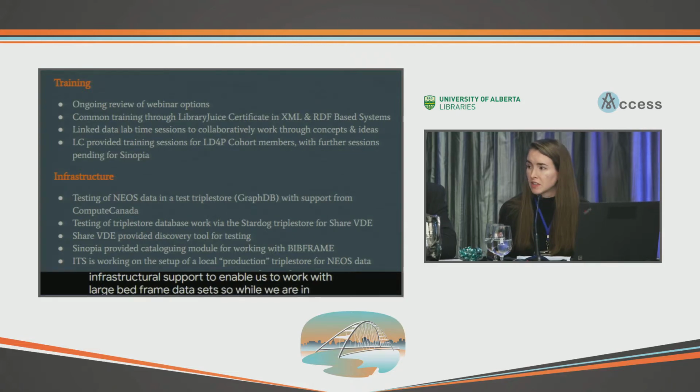So while we are involved in these two large-scale projects, Share VDE and LD4P, which themselves are focusing on this kind of community-wide infrastructure, what this has meant locally for us is that we've been working with our colleagues in information technology services to set up and test a local production triple store, also to figure out how the workflows for sending and receiving our MARC data back in BIBFRAME from the Share VDE project will work, and investigating how we might use our BIBFRAME data enriched with URIs to perform authority control in our local ILS.